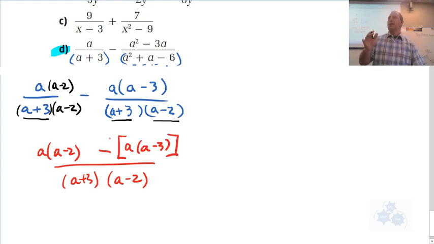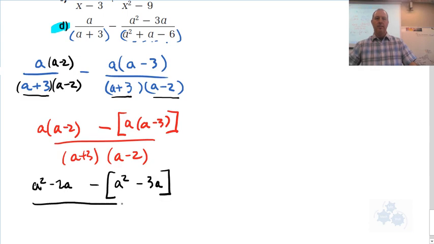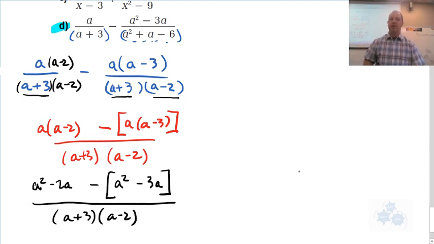Notice we're subtracting, so please remember that you have to subtract every term to the right of that minus sign. So that's why I sometimes put another set of brackets there. Okay. So on the top I've got a squared minus 2a, and I've got minus a squared minus 3a. And you do not have to multiply these factors in the denominator out. Just leave them as factors, because we may have to divide.